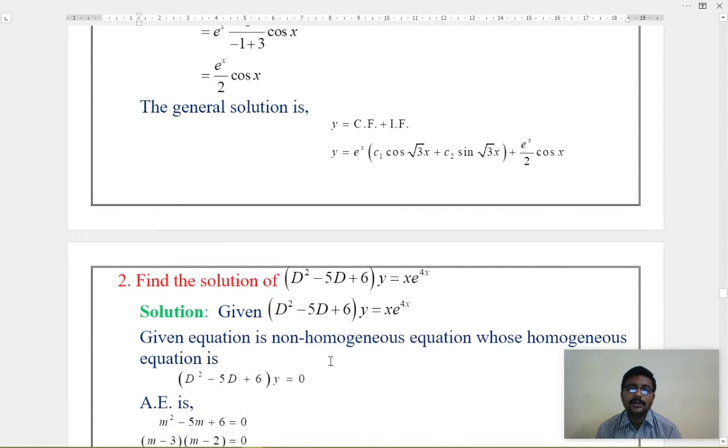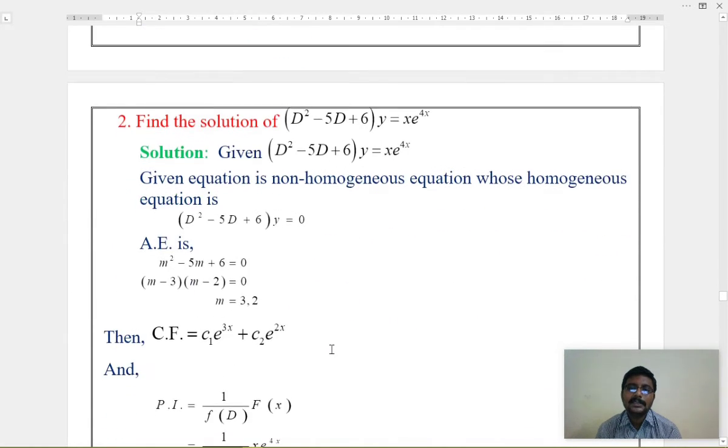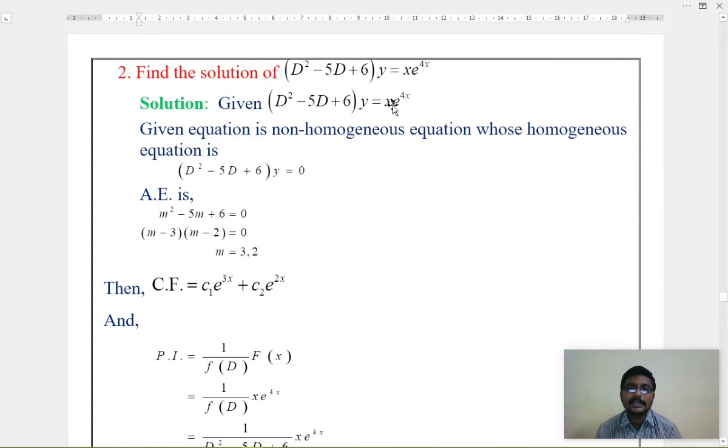Now find the solution of the second order equation, D square minus 5D plus 6 of y is x e power 4x. The right hand side function is of the form e power ax into v. For such a case we have to use rule 4. First we have to decide whether the problem belongs to rule 1, rule 2, rule 3, rule 4 or rule 5. Here the problem is related to rule 4 because it looks like e power ax into v.